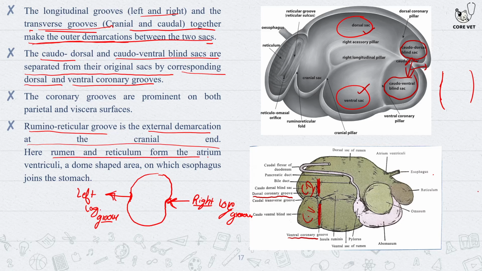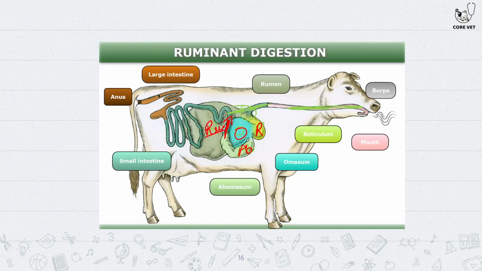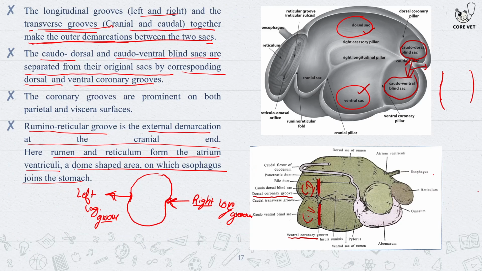Here the rumen and the reticulum form an atrium ventriculi, a dome-shaped structure on which the esophagus joins the stomach. I had also mentioned the atrium ventriculi in the earlier slides, right? Here you can see this is the atrium ventriculi on which the esophagus attaches. It is a dome-shaped structure, right? I hope this part is clear. So the atrium ventriculi is formed at the junction by the rumen and the reticulum, and it is a dome-shaped area on which the esophagus joins the stomach, right?